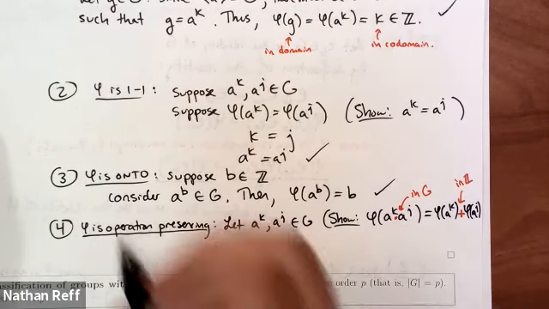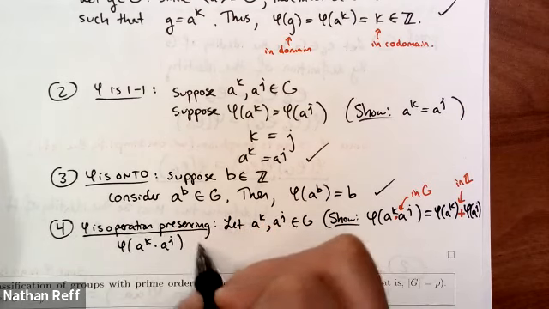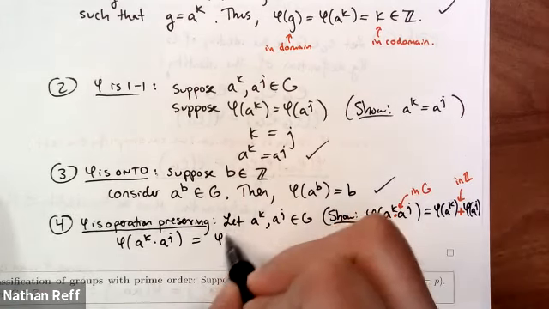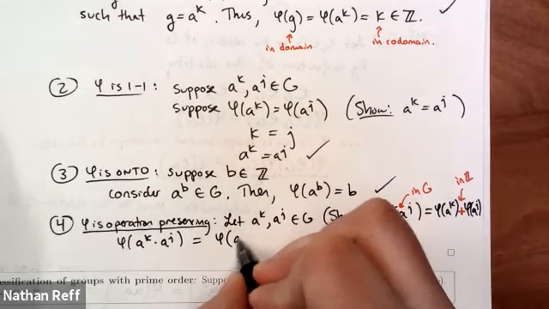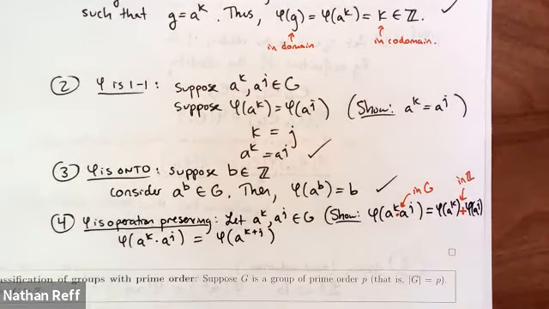Okay, so phi of A to the K times A to the J. Now, phi doesn't actually know what to do with that. First, you have to write it so phi knows what to do with this thing. A to the K plus J. And now phi knows what to do with that.